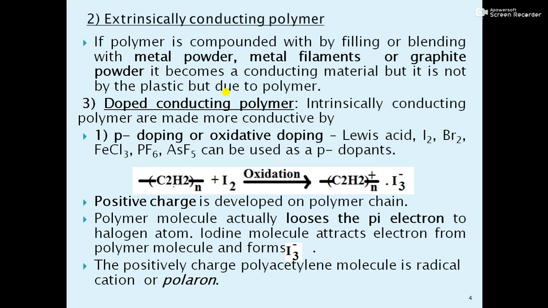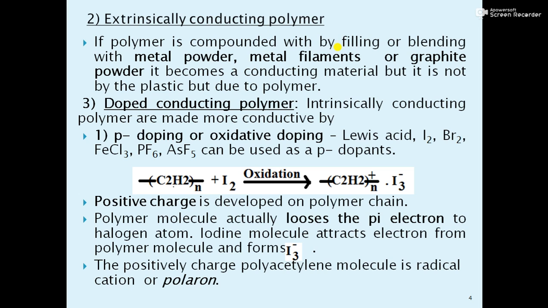Second can be done by blended conducting polymer. It is obtained by blending a conducting polymer with a conventional polymer physically or chemically. So mainly in two ways. The first, what we can do, we can add the conductive element in the polymer. Second, we can mix extrinsically conducting and intrinsically conducting polymers in this way.